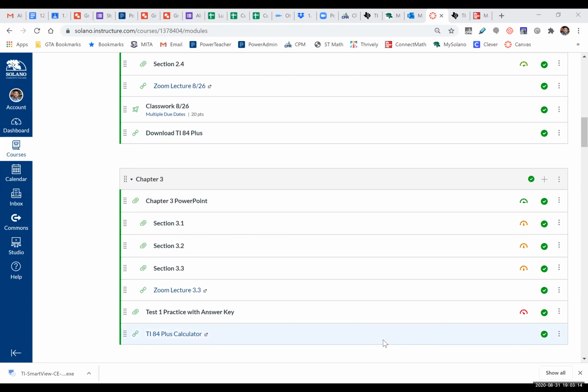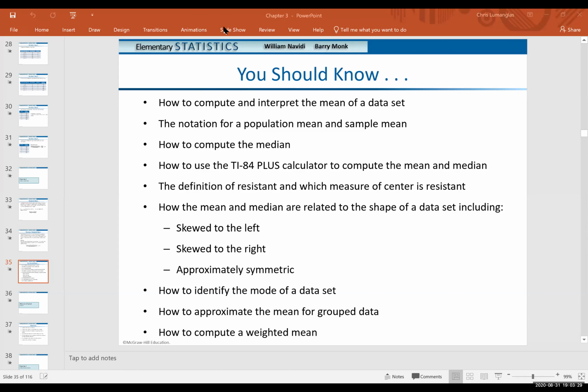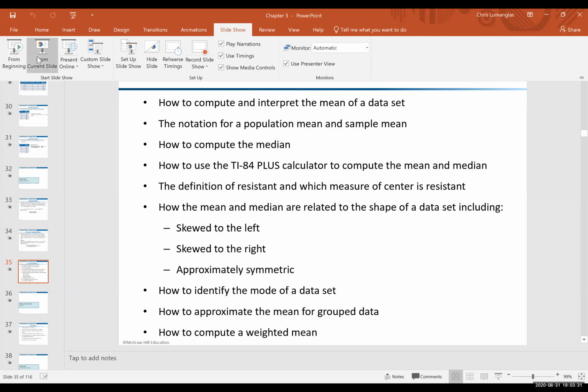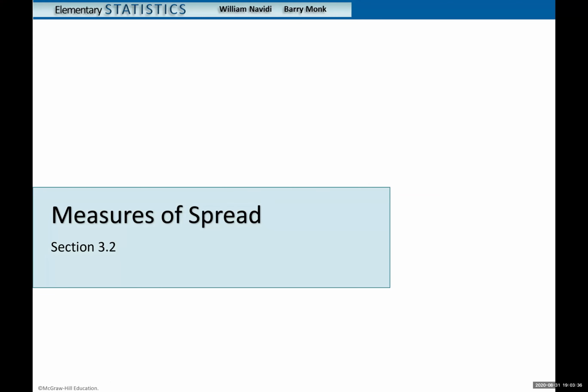All right, so let's proceed to the next one. Let's continue our lecture. 3.2. Downloading now. Okay. So yeah, you can do that while we're doing this and let me know, okay?